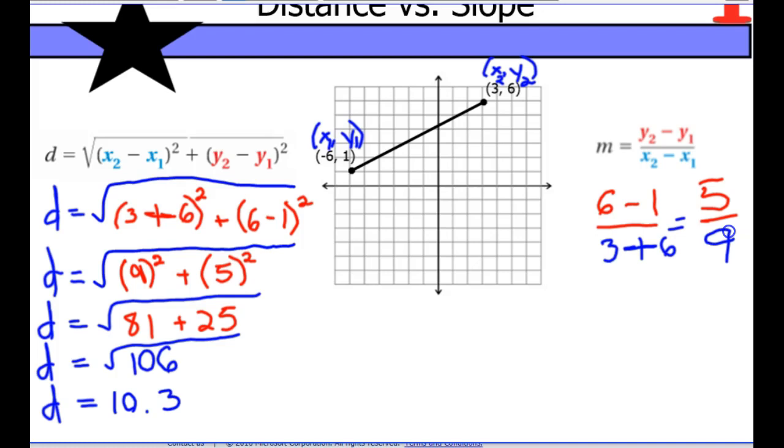This is different than our distance. Our distance down here was 10.3 units. Our slope was 5 over 9. So don't let that confuse you if you're trying to find distance or slope.